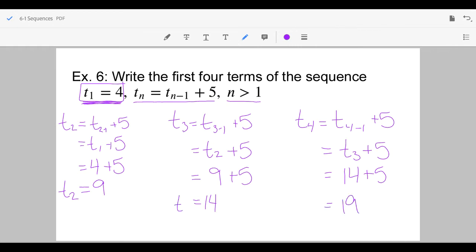So term 1 is 4, term 2 is 9, term 3 is 14, and term 4 is 19.